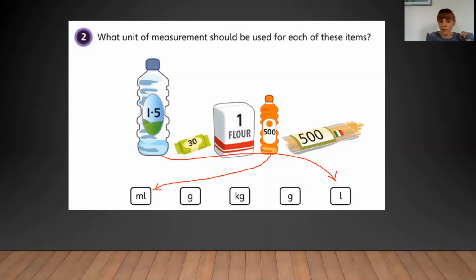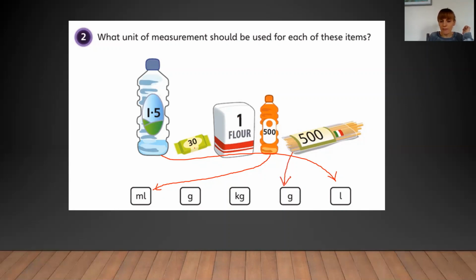Now with our mass, we've got 1 flour, 500 pasta, 30 chocolate bar. What do we reckon then? Well, which one's going to be the kilogram? Well, 500 kilograms, that's a huge amount, isn't it? That's 10 times the weight probably of a lot of you. So I think this one must be grams.